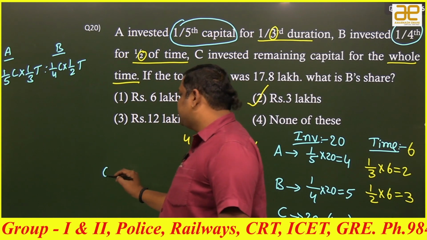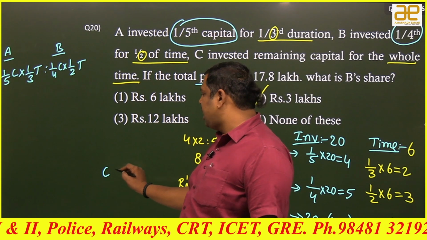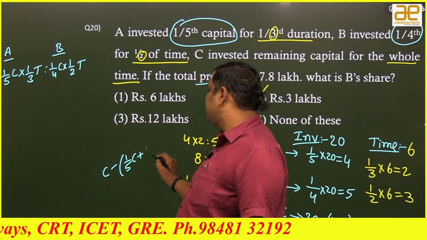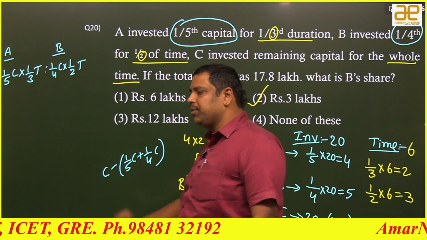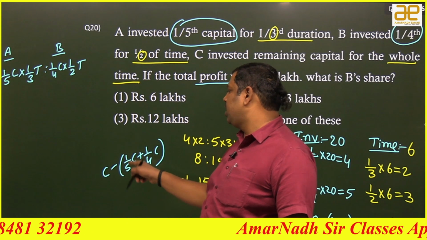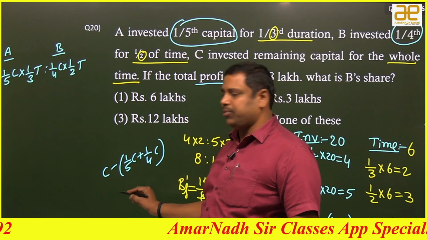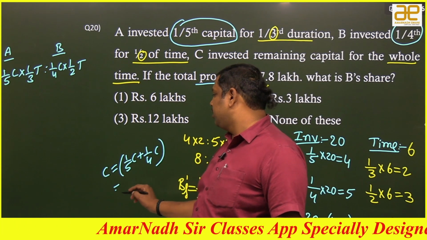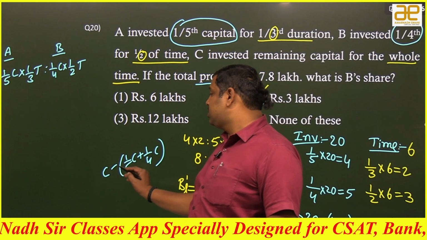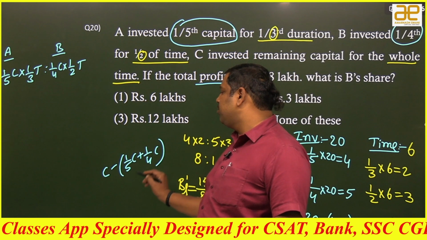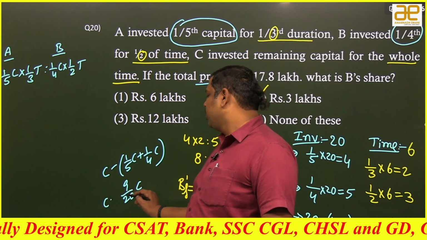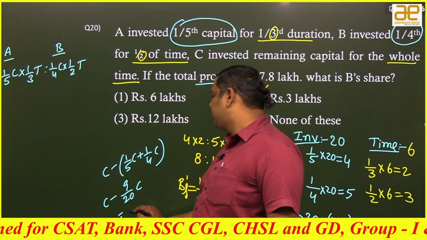Sir, let's say total capital be C rupees. From that I have to subtract 1 by 5C plus 1 by 4C, because the remaining is C's. So 4 and 5, 9 by 20C. What is C's investment? We have to subtract from C, right? So C minus 9 by 20C. Then it will be 20 minus 9, so 11 by 20C.